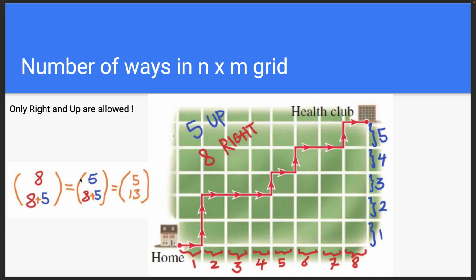So for example, here we need five up steps and 8 right steps. So the answer would be, I wrote the combination of the things, so it would be choosing 5 out of 13.